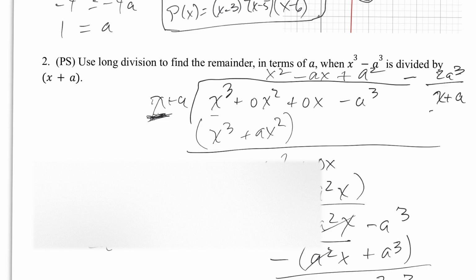The quotient, if I was to write this, is minus 2a cubed divided by x plus a, and we're done. So if I was going to write the quotient, it would be all of this up here. I would go ahead and have x squared minus ax plus a squared minus 2a cubed over x plus a. But the remainder is just this number here. That's it.